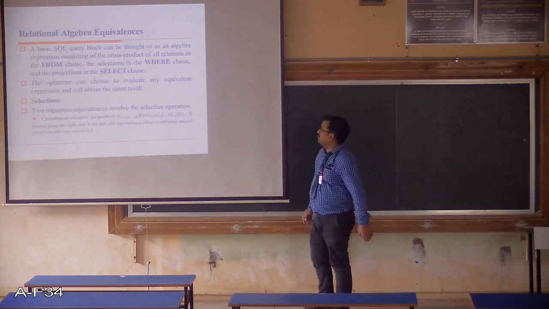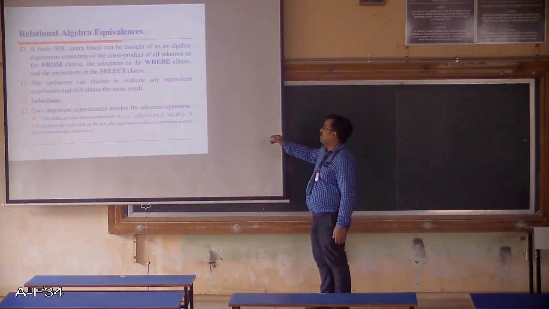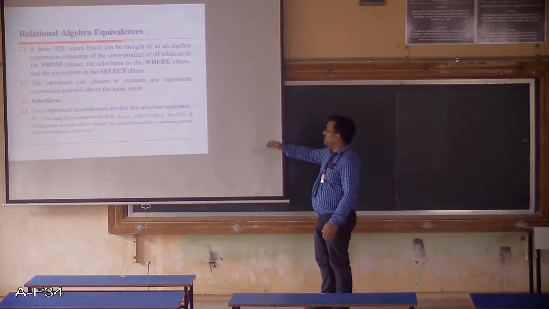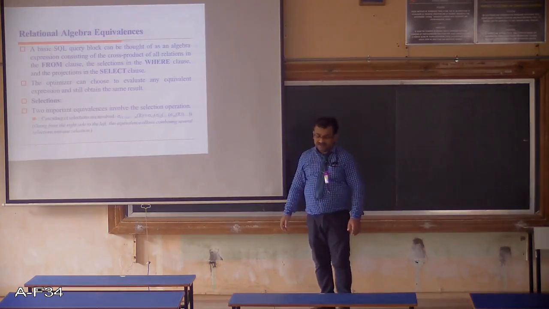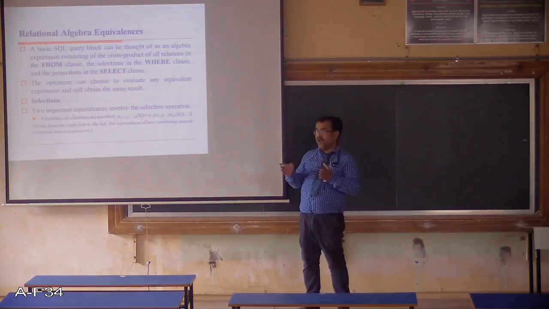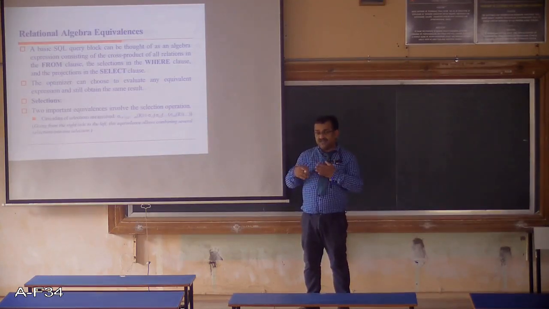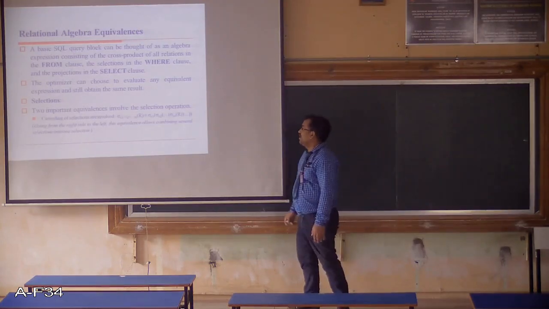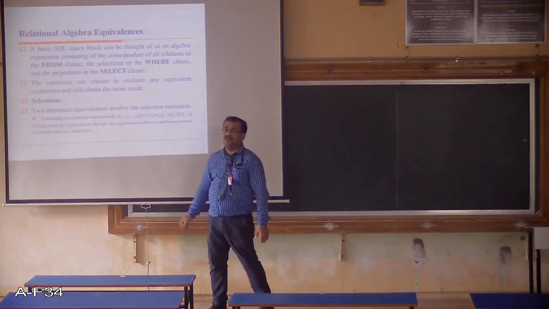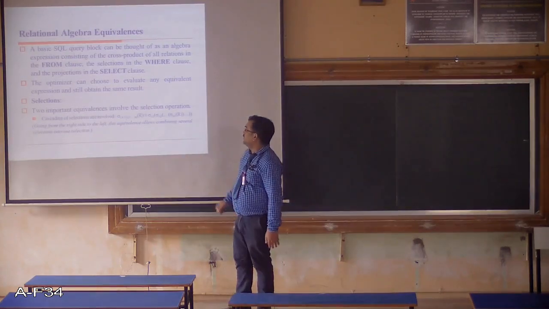Now, the optimizer can choose to evaluate any of the equivalent expressions and still obtain the same result. So when we have the operations mentioned in a way, we can have the equivalent alternatives, and the optimizer can choose any of those equivalent operations to actually get the same result for the output. Okay, so let's look one by one.